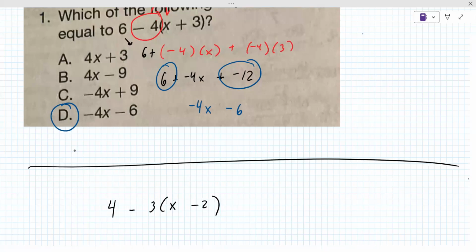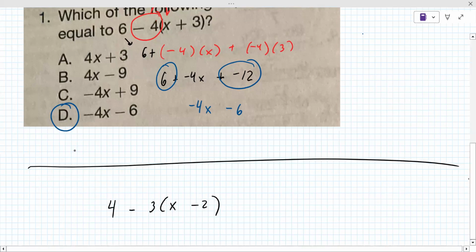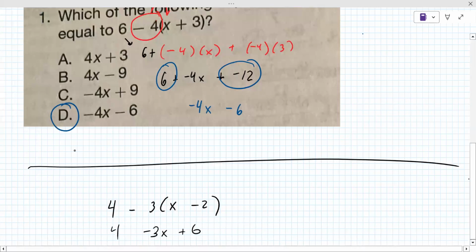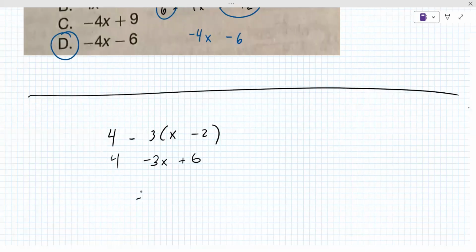So it'd be 4 and then negative 3x. And then would it be positive 6 because they're both negative? Yes. Okay. Then plus 6. Good. And then you could do the 4 and the 6. So it would be 10. So it would be negative 3x plus 10. Good. Excellent. All right, let's look at question 2.